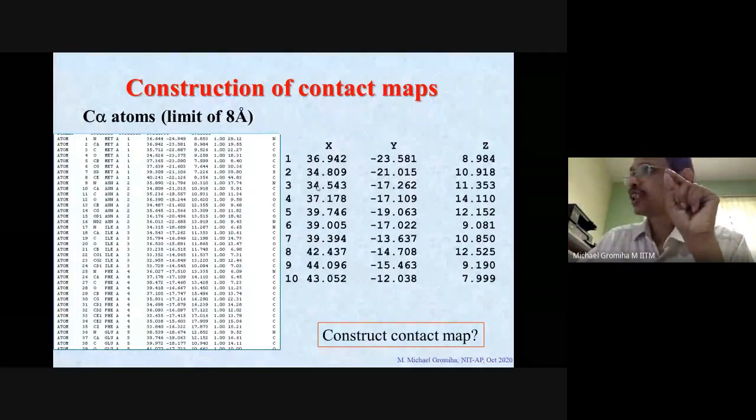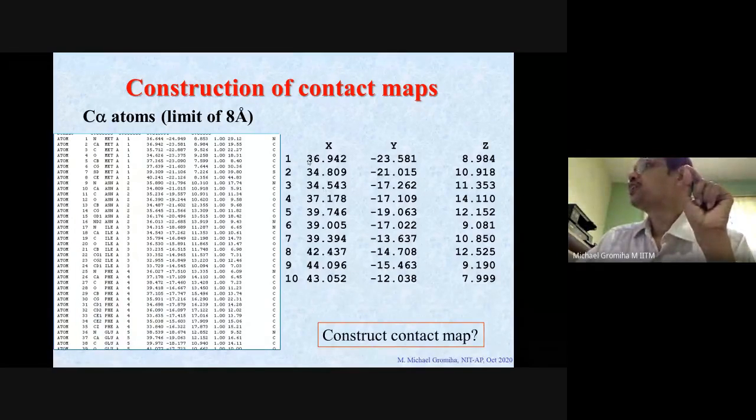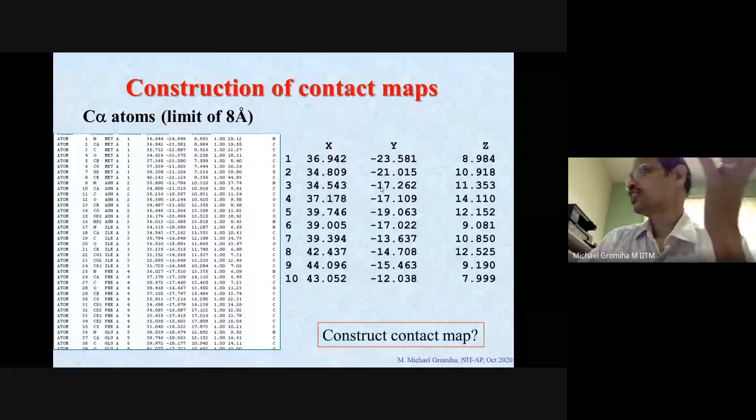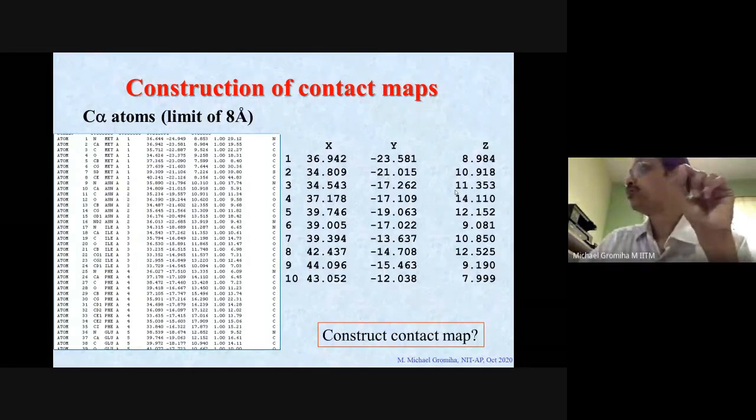And how about 1 and 3? What is the distance between 1 and 3? For 1 and 3, 36 minus 34 is 2, 2 multiplied by 2 equals 4. Here 17 and 23, that is 6, and 6 times 6 is 36. 36 plus 4 equals 40. Here around 3 and 49. So square root of 49 is less than 8, so you will get a dot.